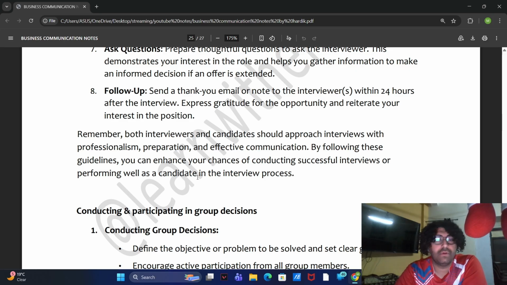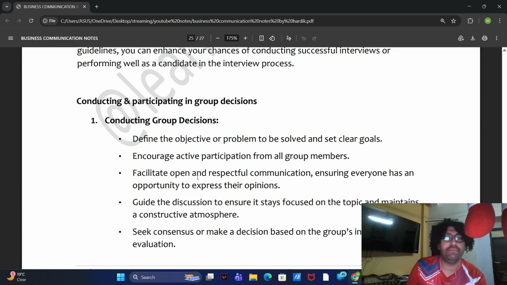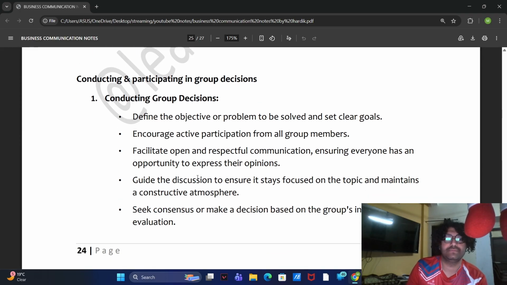Do remember, both interviewers and candidates should approach interviews with professionalism, preparation, and effective communication. By following these guidelines, you can enhance your chances of conducting successful interviews or performing well as a candidate in the interview process. Next topic, conducting and participating in group discussion.